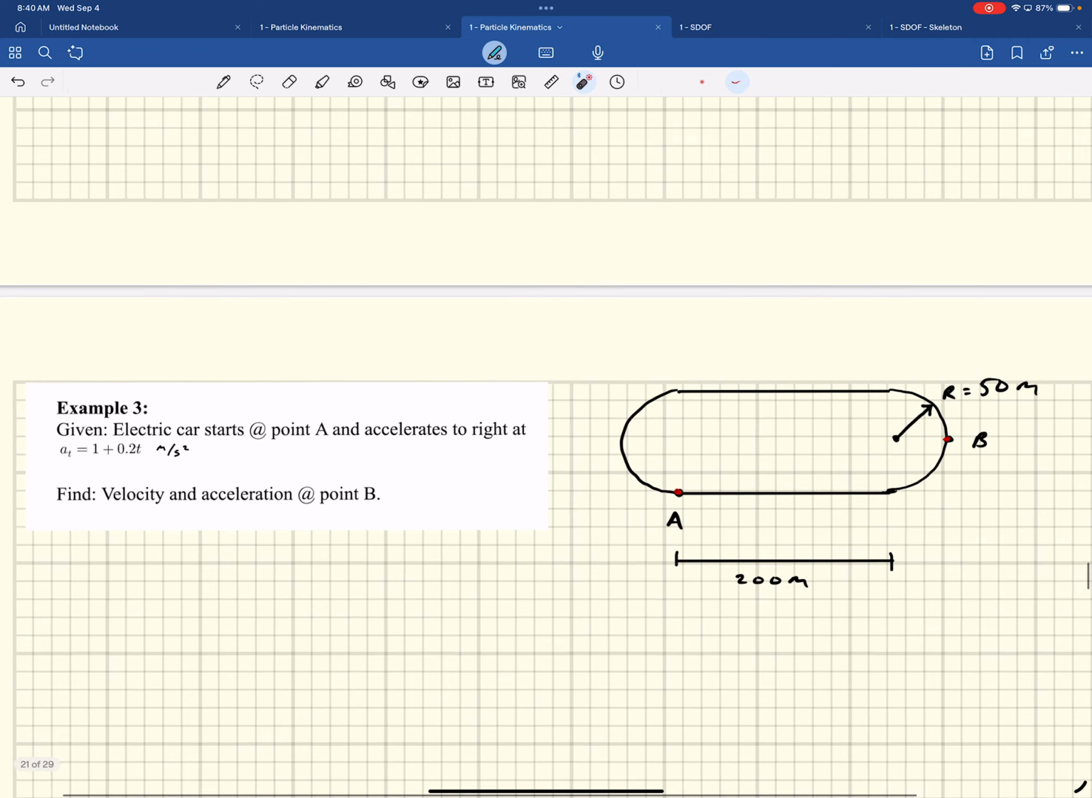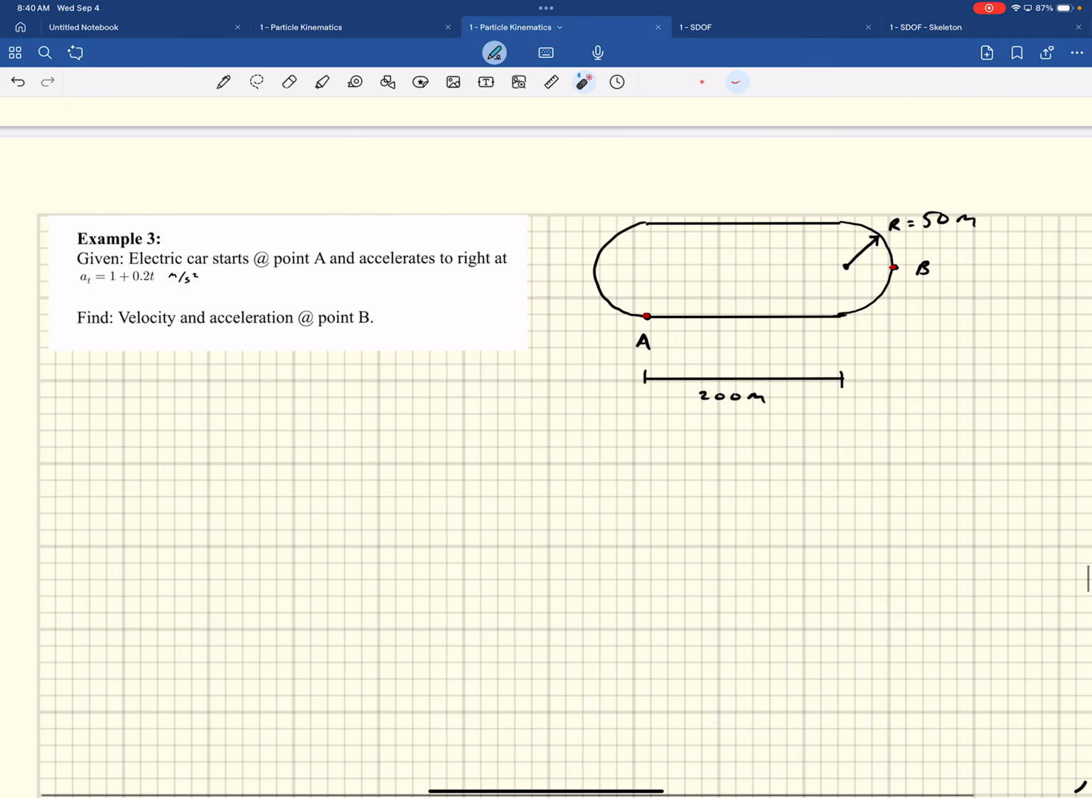All right, let's look at this guy. This is a little more complicated because we have a couple things going on. We have particle A, an electric car starting at this position right here. I give you acceleration as a function of time, and it's going to go whipping around this corner. The whole way around that corner, it's going to be accelerating at 1 plus 0.2 t meters per second squared. And it says, tell me what the velocity and acceleration are at point B.